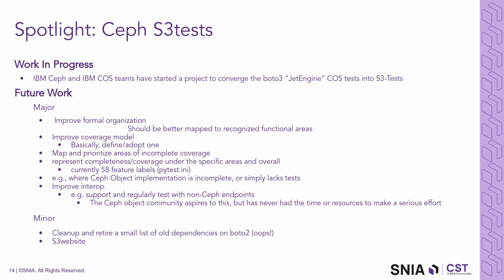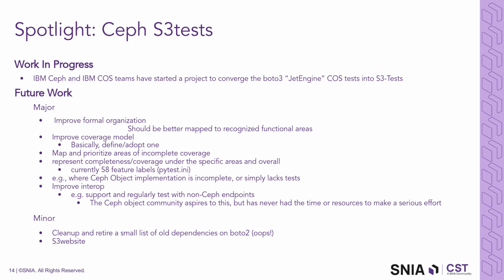Over the last few years, we've been improving the formal organization, but there's more to do. We have roughly 58 groupings of tests by functional area, and we have incubating support for selecting behavior by the coverage of different backends or environments. We think there's more work to be done to map and prioritize the coverage and understand what's complete and what's incomplete.